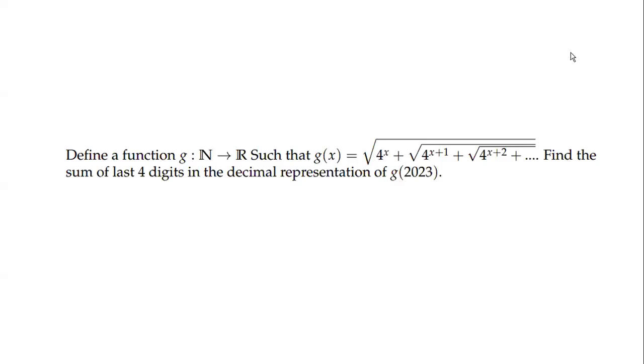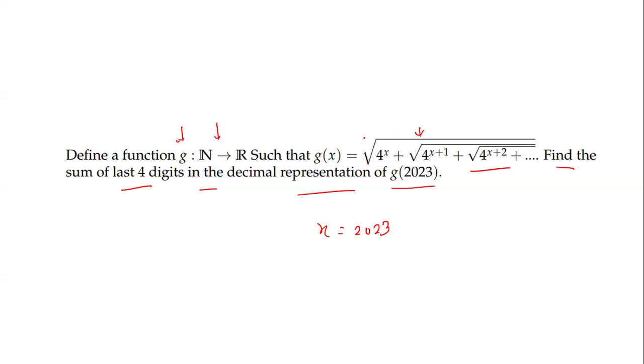So hello guys, in this video we are going to solve this problem. It is given that we define a function g from N to R such that g of x is this. We have to find the sum of the last four digits in the decimal representation of g of 2023. So if you put x equal to 2023 in this expression, then we have to tell the sum of the last four digits in the decimal representation of this expression.